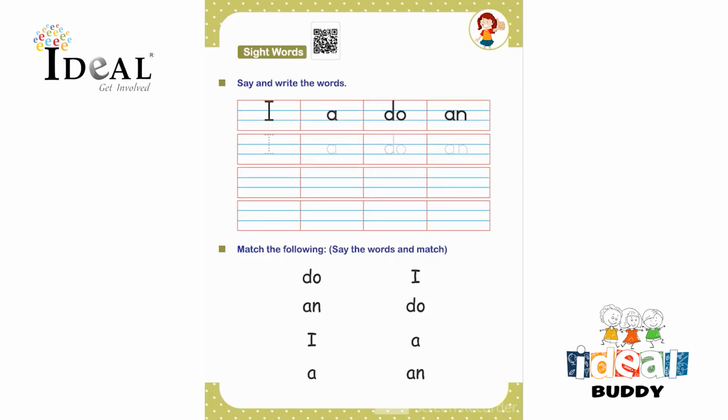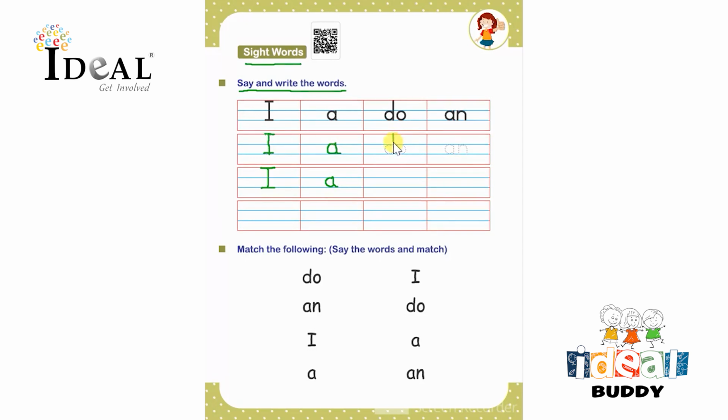Hello everyone. So the topic over here is sight words, and in this worksheet the child has to say and write the given words. The first word is I. First of all the child has to trace the letter I and after that write the same in the space given below. After that the next word is A. First they will trace it and then they will write it on their own.